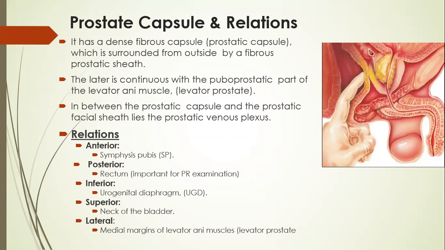So if you want to feel the prostate, anteriorly we have the pubic symphysis, so you cannot feel it. So you have to put the finger through the rectum. This is called PR examination, per rectal examination, where you feel the prostate, whether it is hard, soft, or what. Then inferiorly we have the urogenital diaphragm. Superiorly we have the neck of the bladder, and laterally we have the medial margins of the levator prostate on either side.